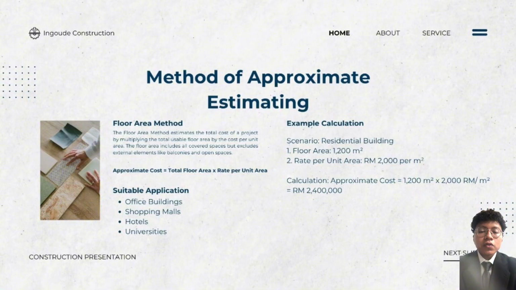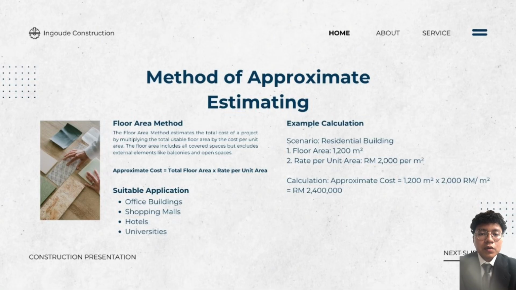Now we continue with floor area method. This method calculates cost by multiplying total usable floor area by cost per square meter. Mostly, this method is used for projects like office buildings, shopping malls, hotels, and universities. This is an example for floor area method.